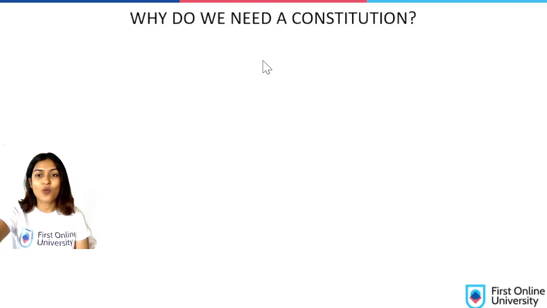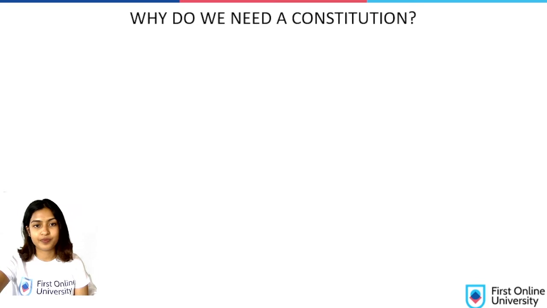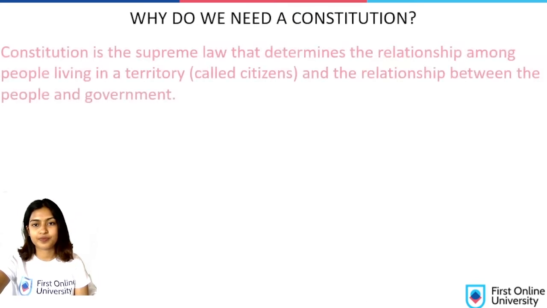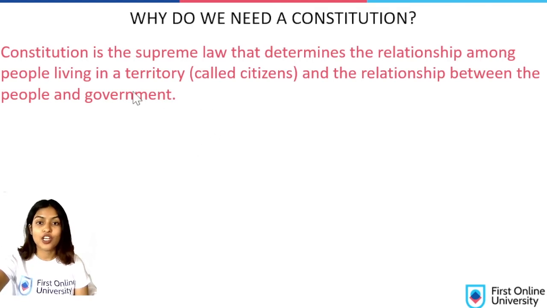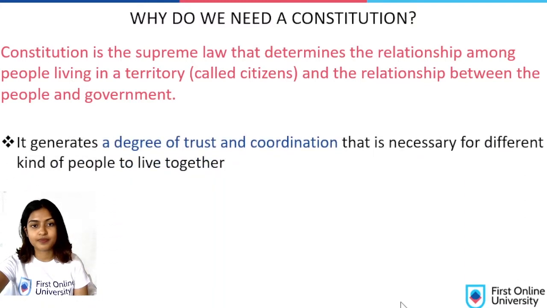So let's first see, why do we need a constitution? What is a constitution? Constitution is the supreme law that determines the relationship among people living in a territory that are also called citizens, and the relationship between the people and the government. It generates a degree of trust and coordination that is necessary for different kinds of people to live together. That's also called unity in diversity.